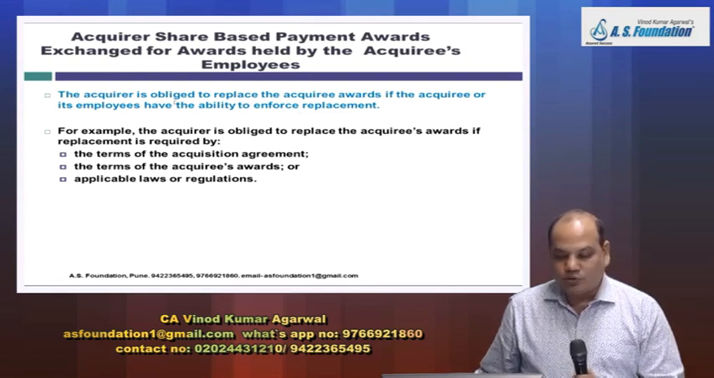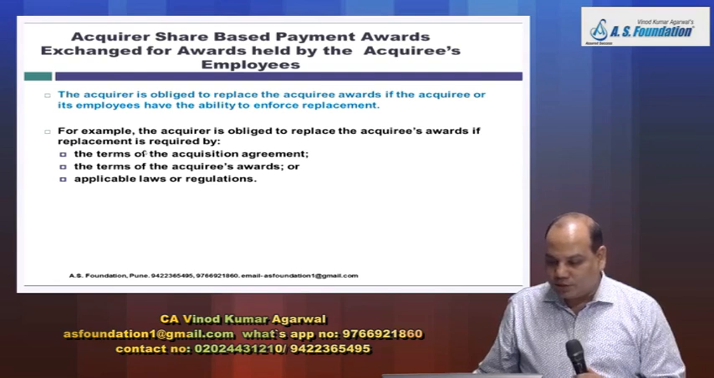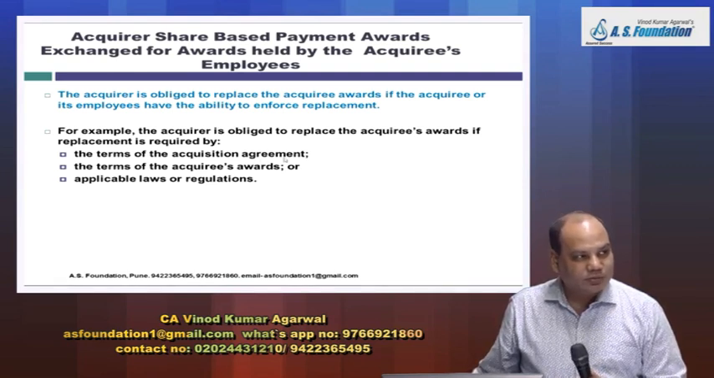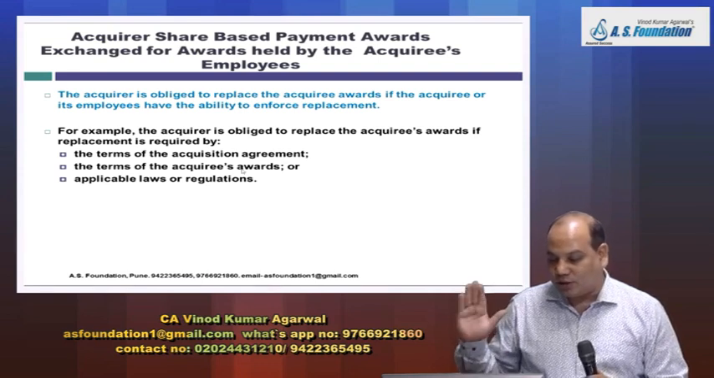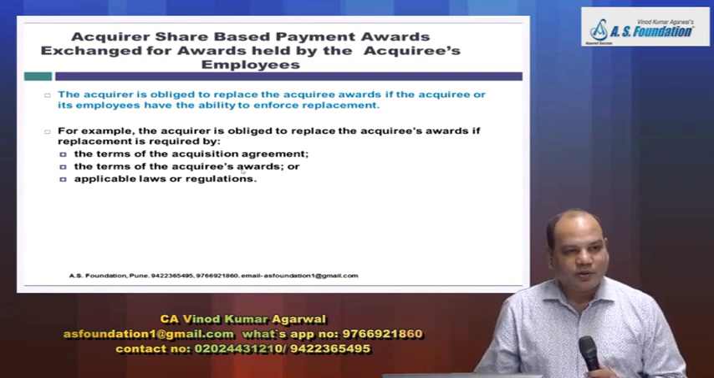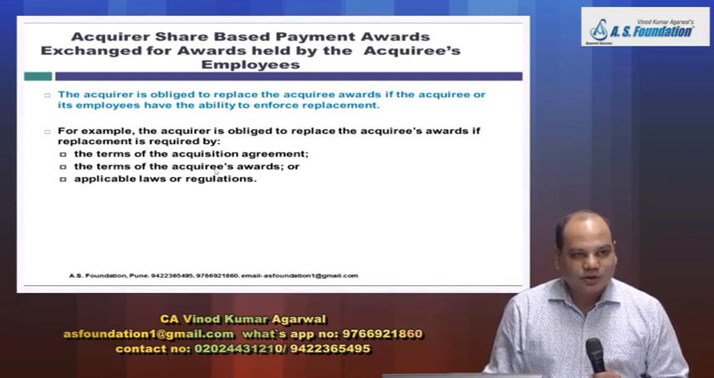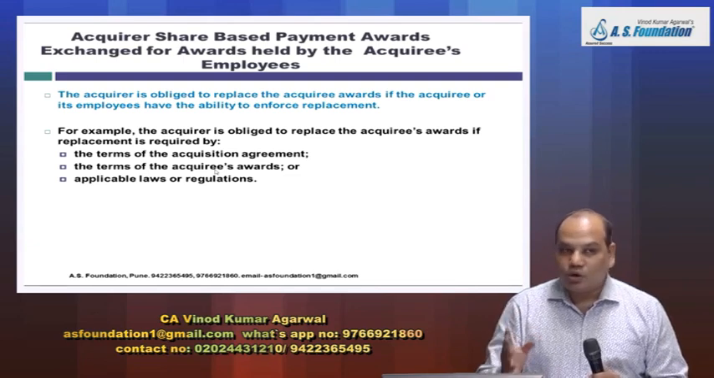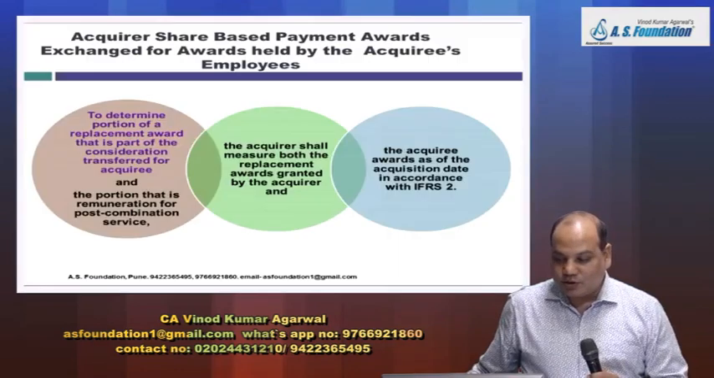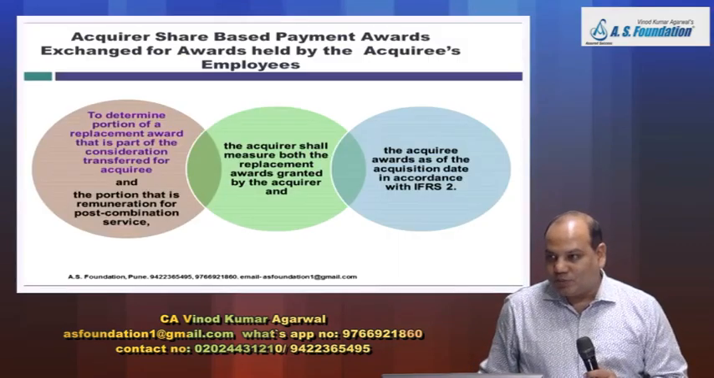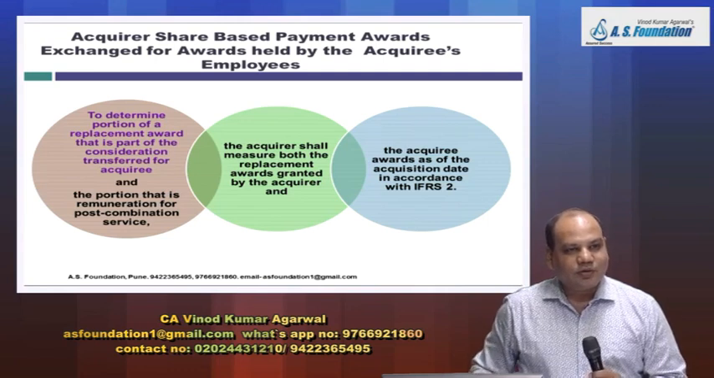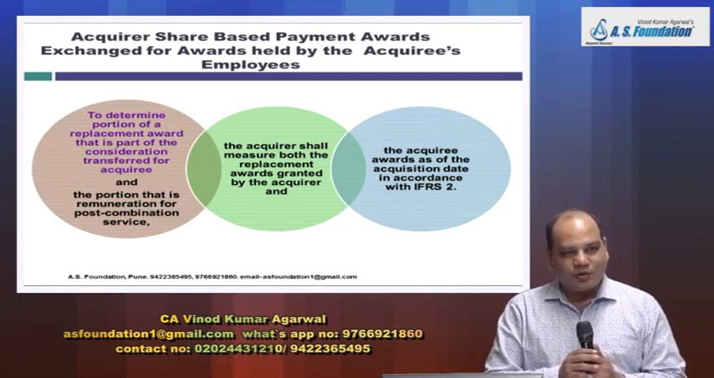Now next is when you are obliged to do so. When are you obliged? If the terms of the acquisition agreement provide. In the acquisition agreement it is written the acquirer will replace the share-based payment award, or the terms of the acquiree's awards. Acquiree had told their employees, if we are taken over by another company, don't worry, you will get the share-based payment of the acquirer. Or the law of the country may say, in case you have issued SBP and your company is being taken over, the acquirer will honor those share-based payment awards.